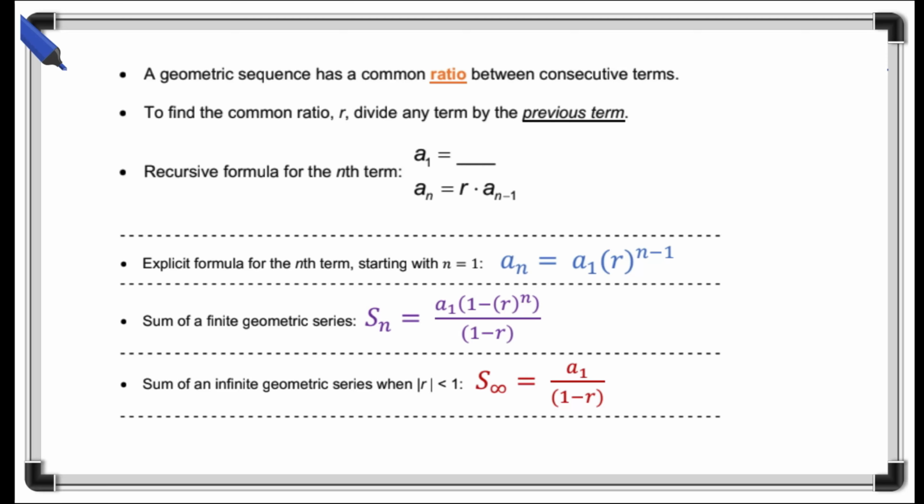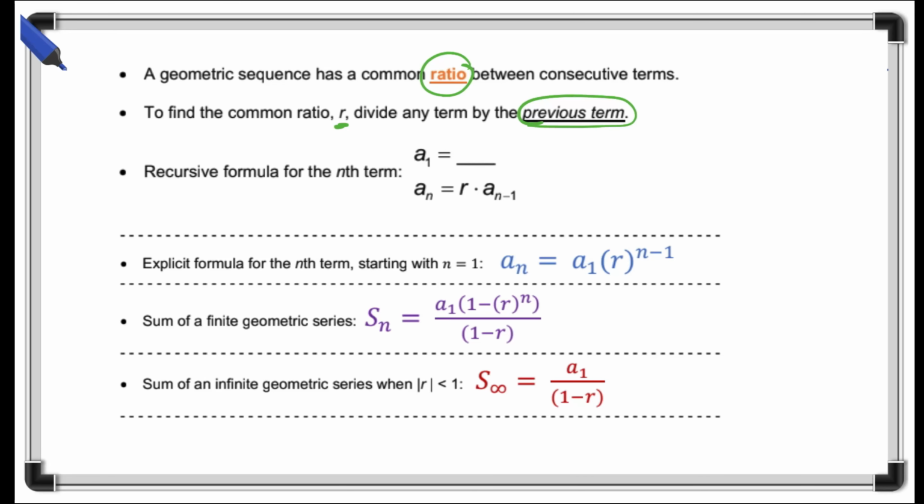So a geometric sequence has a common ratio between consecutive terms. Now, in order to find that ratio, or what we label as r, you are going to divide your term by the previous term. So let's say you have the third term divided by the second term. That would be your common ratio, or your r.